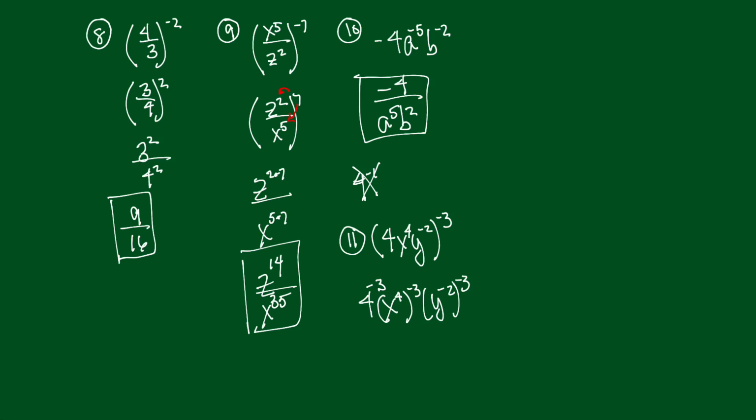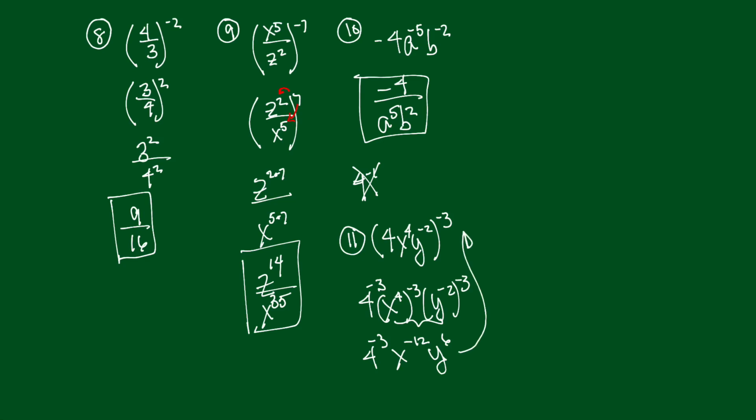Now, let's just work inside here. This will give me 4 to the negative 3, x to the, now what do you do with these exponents? You raise the power to a power, you multiply the exponents. So I get x to the negative 12, y to the negative 2 times negative 3 is y to the 6th.